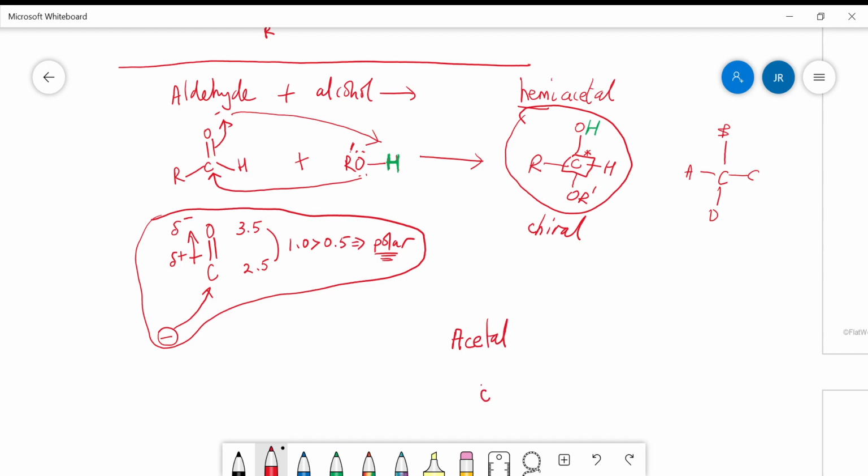is a carbon with an O carbon, O carbon. Can be the same, can be different. It really doesn't matter what these are, so let's just make them carbon for argument's sake. But what's important is this bit. It's a carbon with two O carbons joined to it. That's an acetal. A hemiacetal is half of that.